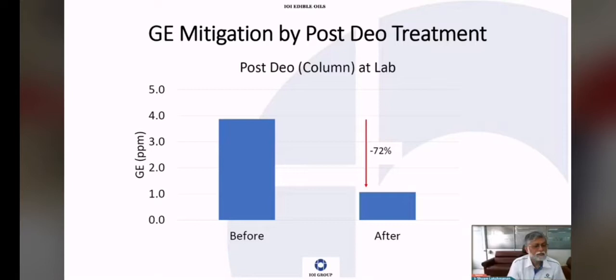Now, we did try some post-treatment. You see, from our deodorizer, we had a GE level of about 4. Then we tried adsorbents, and we were able to bring it down, but again, just marginally above 1 ppm. But it shows that there are possibilities of reducing the GE post-deo. Next, please.